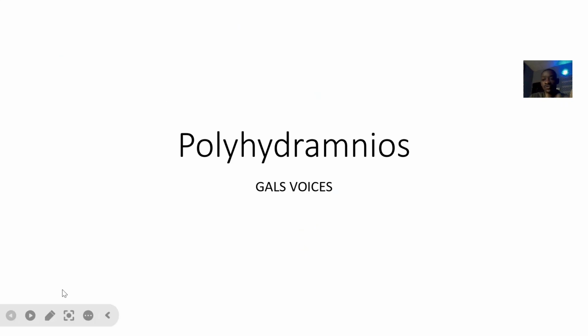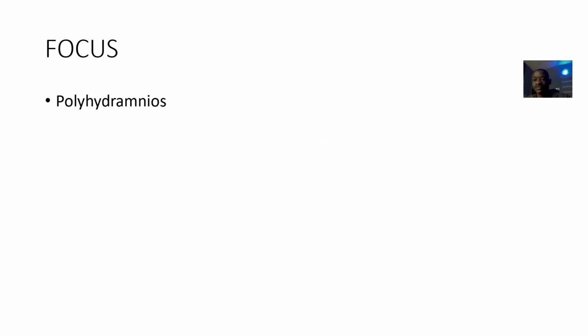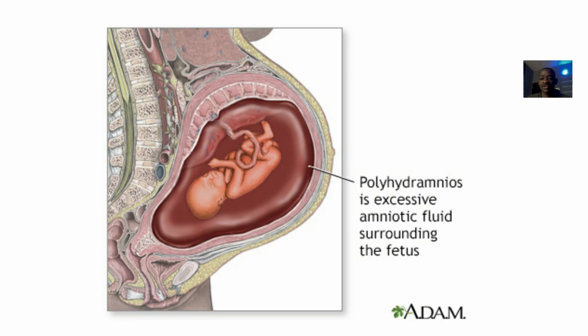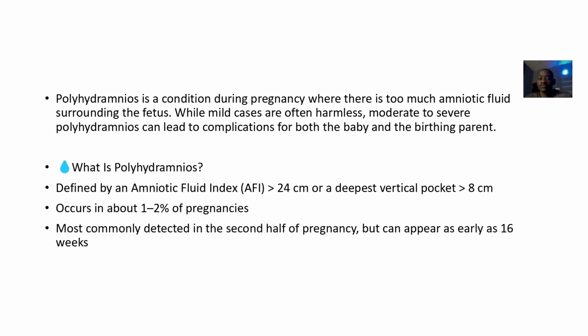Okay, so we looked at the amniotic fluid. We looked at what conditions can go wrong with the amniotic fluid. So we looked at oligohydramnios. Here we are looking at polyhydramnios. If you say something is oligo, the amniotic fluid is less. Poly is like what? The amniotic fluid is so much. Do you understand?